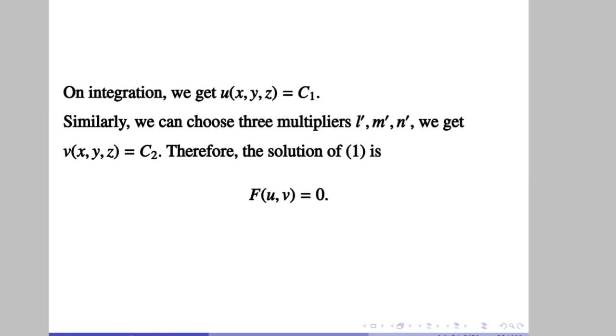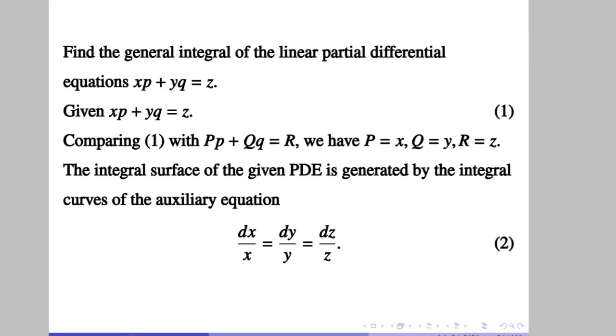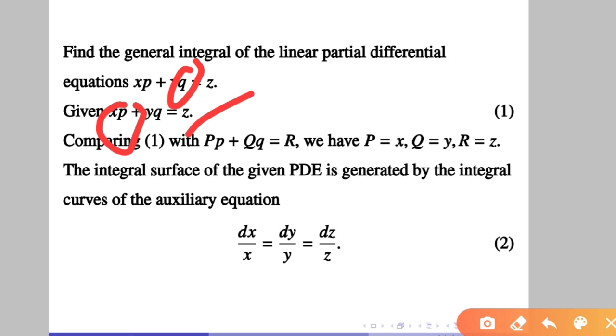On integrating, we get u of x comma y comma z is equal to c1. Similarly, we can choose three multipliers l dash, m dash, n dash for getting the next solution v of x comma y comma z is equal to c2. Therefore, the general solution can be considered as f of u comma v is equal to 0. Here we are finding the solution of xp plus yq is equal to z. That is, this is of the form Pp plus Qq is equal to R. Here P is equal to x, Q is equal to y, and R is equal to z.